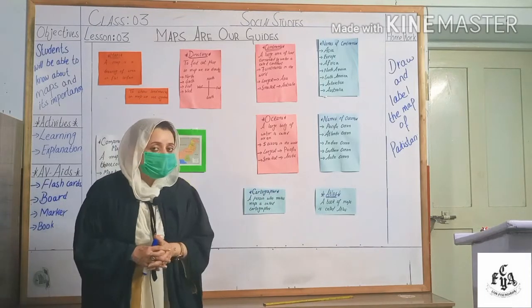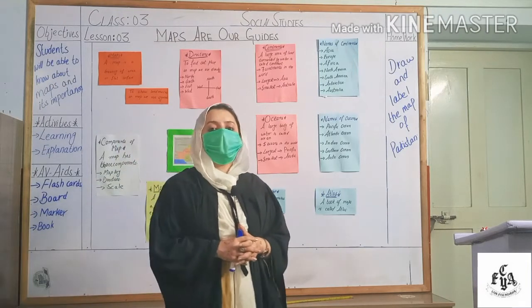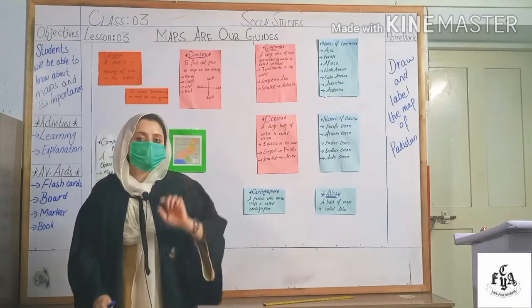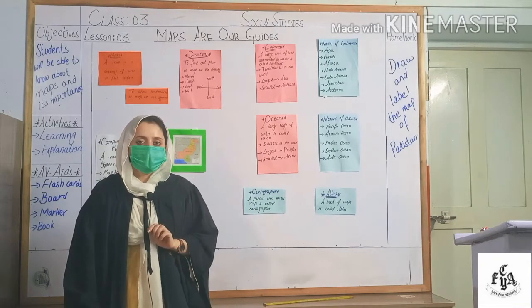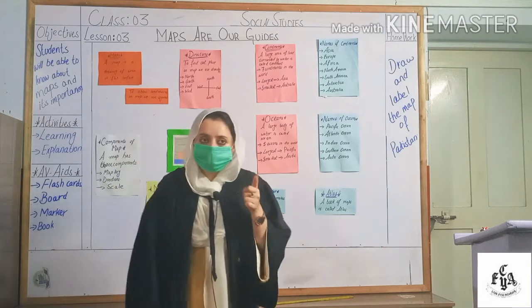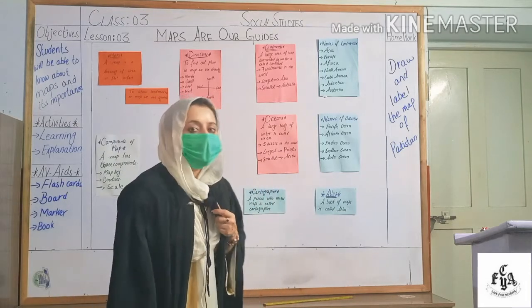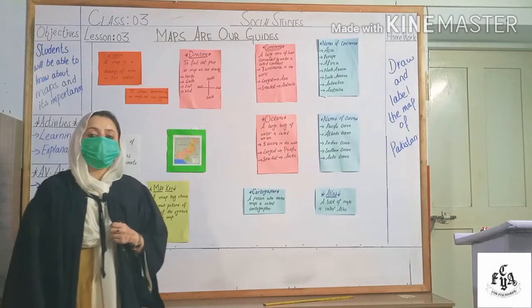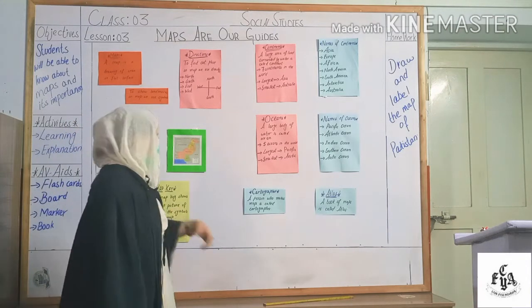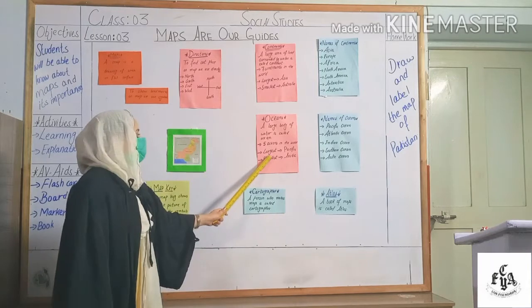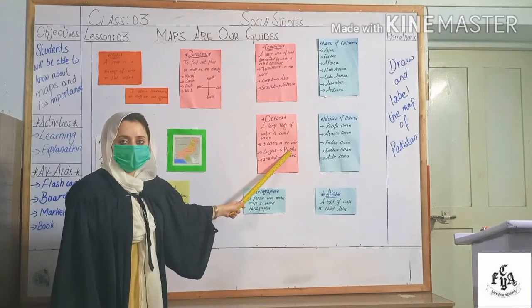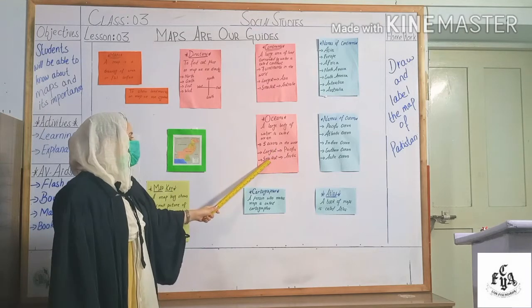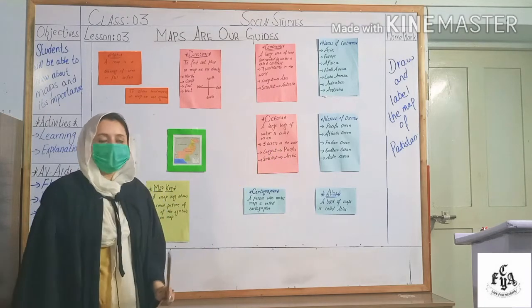We have 5 oceans in the world: Pacific Ocean, Atlantic Ocean, Arctic Ocean, Indian Ocean, Southern Ocean. Among these, the largest ocean is the Pacific Ocean. The smallest one is the Arctic Ocean.